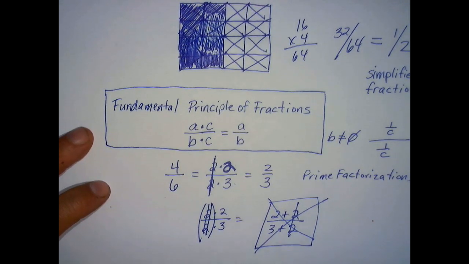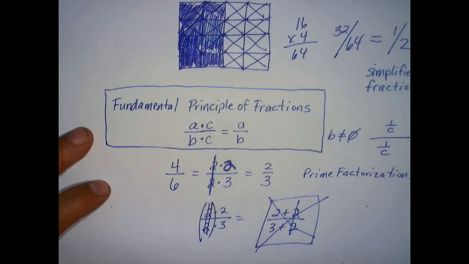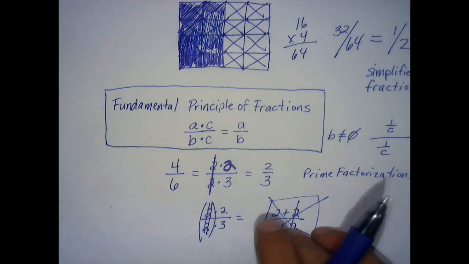So we can use this principle to reduce fractions, and we can also use this principle to build up fractions, which we'll do when we add and subtract them later. So let's reduce some fractions, and let's use some prime factorizations. These are going to be proper fractions. The principle works for improper fractions as well, of course, and mixed numbers, but we're just going to use proper fractions.